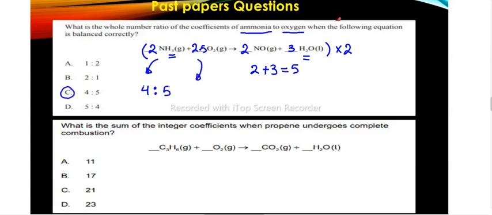What is the sum of the integer coefficients when propene undergoes complete combustion? So C3H6 plus O2 to form CO2 and H2O. I have here 3 carbons, so I will multiply by 3.